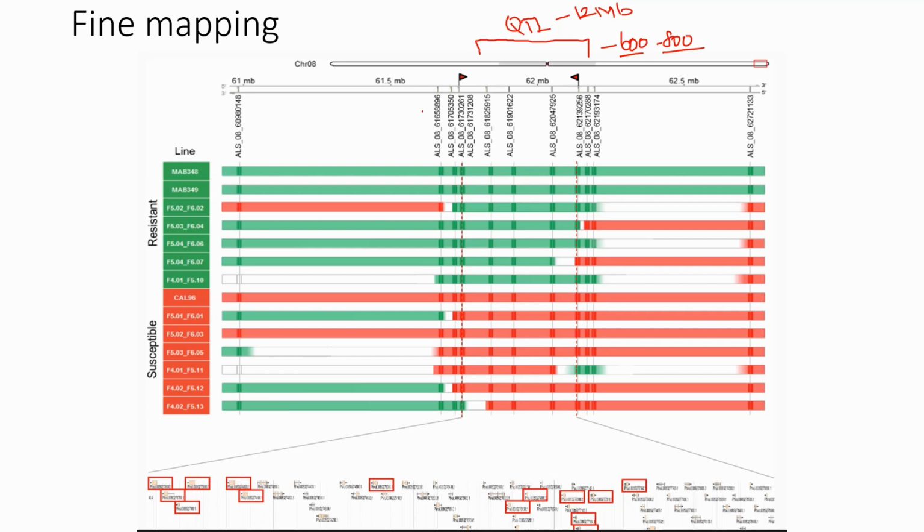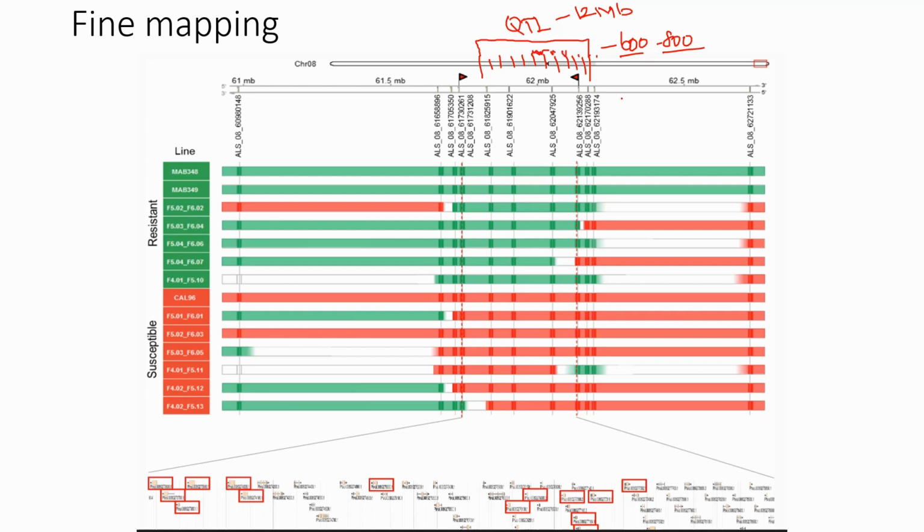So what people usually do is go back and cross a population, and select only the plants whose progeny have recombination in this area, right? If you have a lot of breaks, this will be really helpful to understand where the gene is sitting.